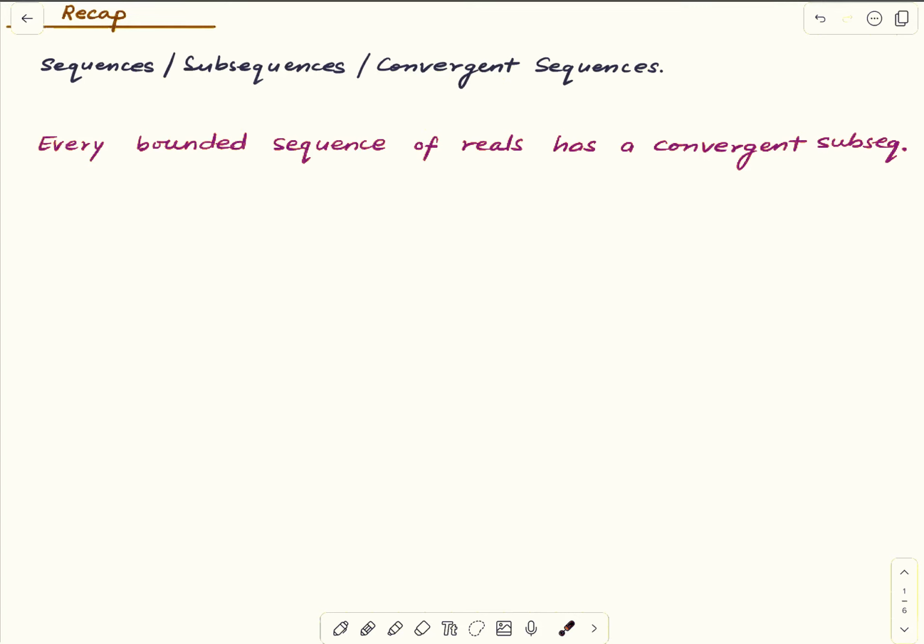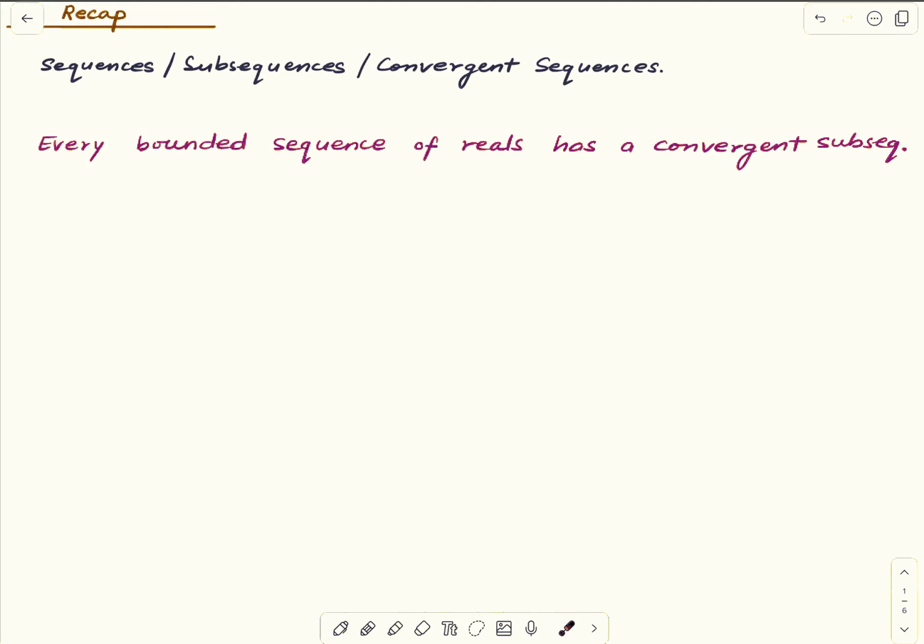So we will need to know what is a sequence, what is a subsequence, and especially what are convergent sequences. These two notions apply not necessarily to real numbers, but when we say convergent sequence, at least for this lecture series, we mean a real sequence which is convergent.